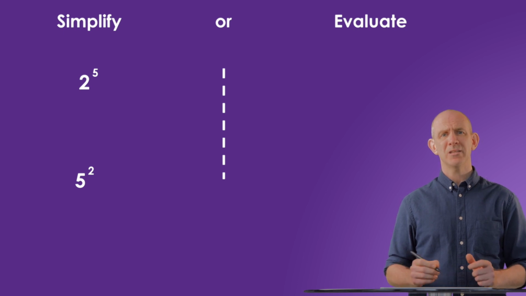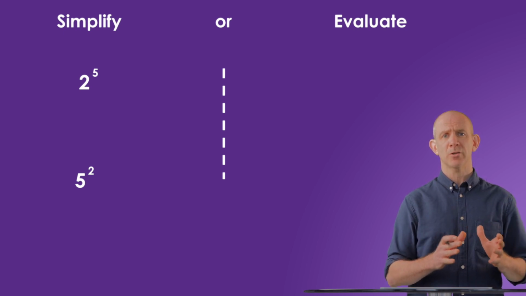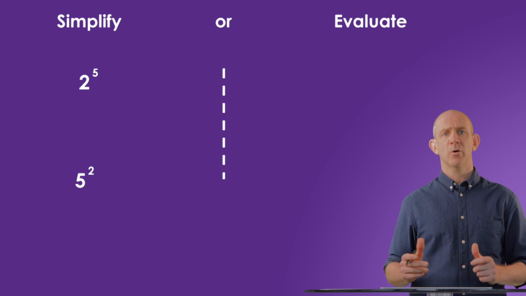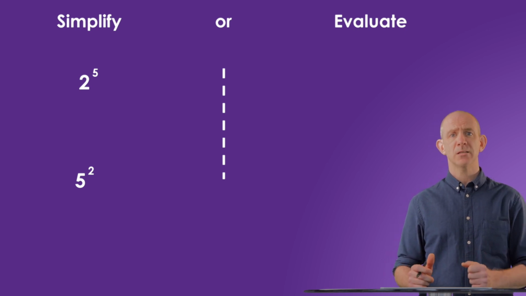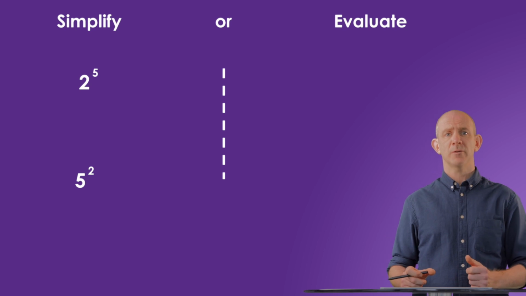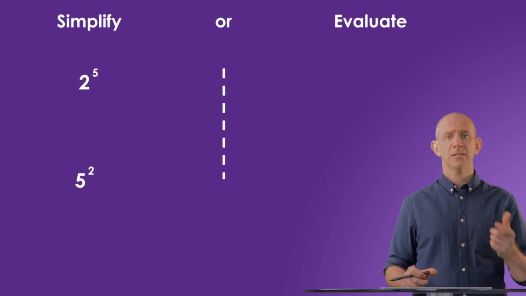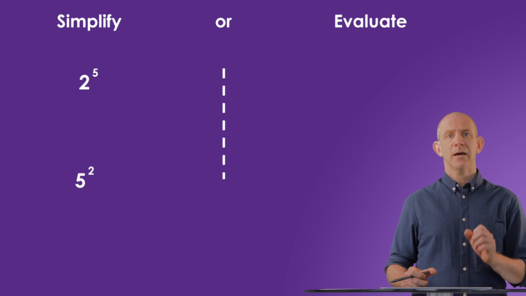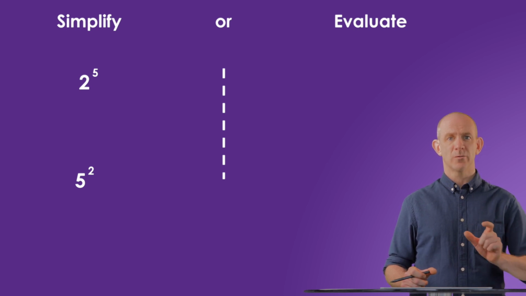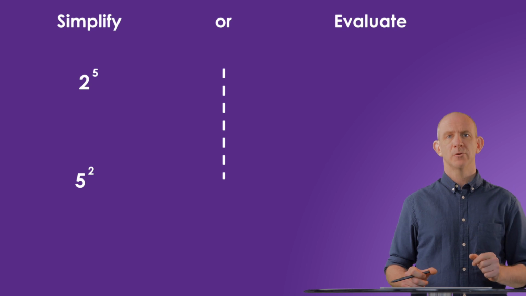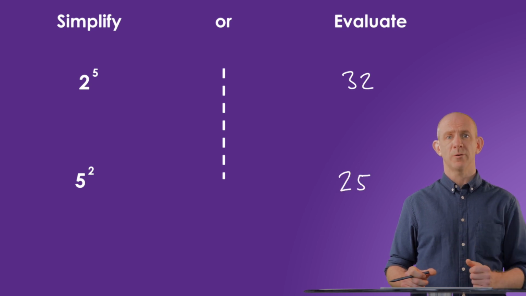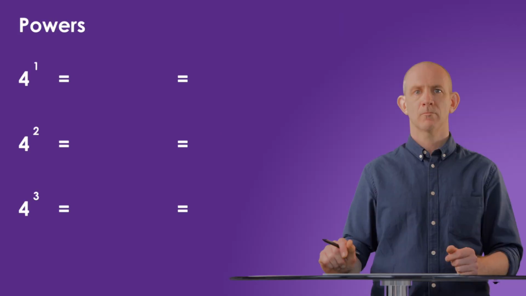Before we go further, we need to clarify the difference between simplifying an expression and evaluating it, as this comes up quite a lot when dealing with indices. If we take this example of 2 to the power of 5, this is a simplified expression, as is the next one, 5 to the power of 2. As we know what the base numbers are, the integer value as opposed to the smaller power number, we could also go on to evaluate them. 2 to the power of 5 equals 32, and 5 to the power of 2 equals 25.